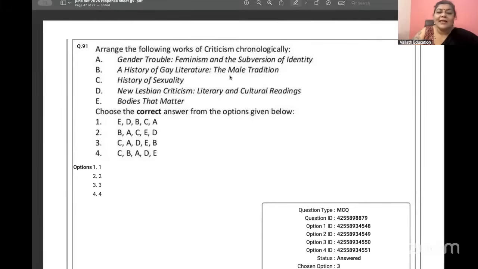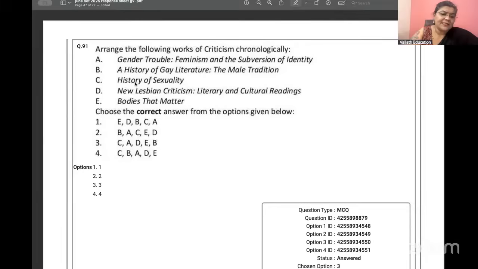Okay? And this sounds like 21st century. New lesbian criticism. Definitely it is not 1990s. It is 20th century. A History of Gay Literature, the male tradition. 21st century only, these two. With this knowledge, you can guess this.